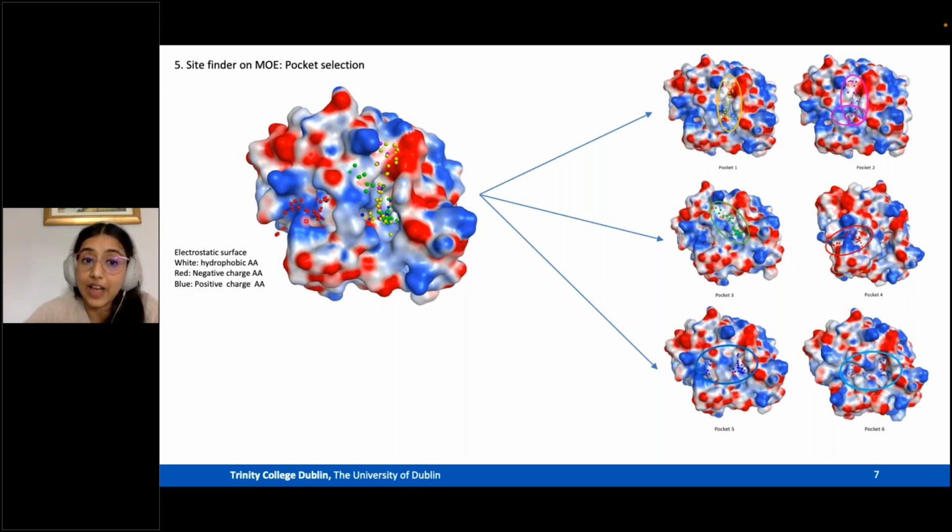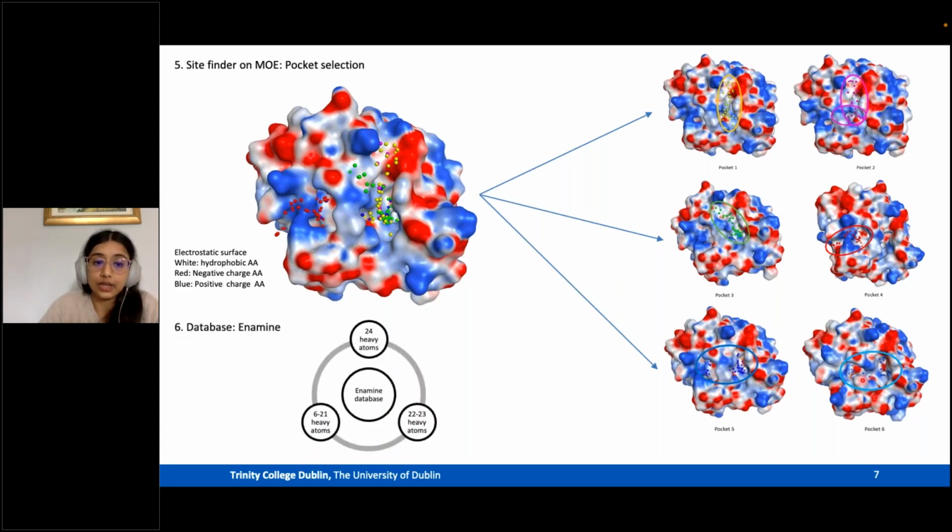Talking about pocket 5 and pocket 6, they represent the site where the ADP was co-crystallized, but with pocket 5, we saw that it had a closed tunnel conformation, whereas pocket 6 was with an open tunnel conformation.